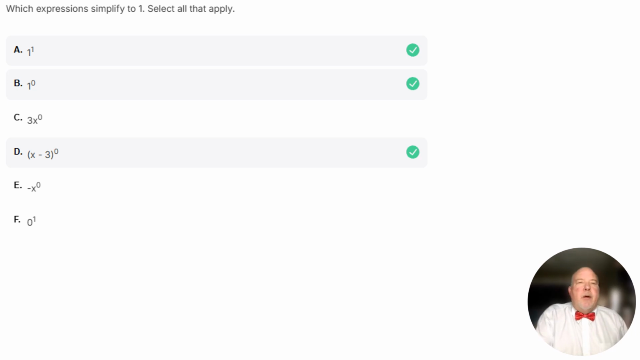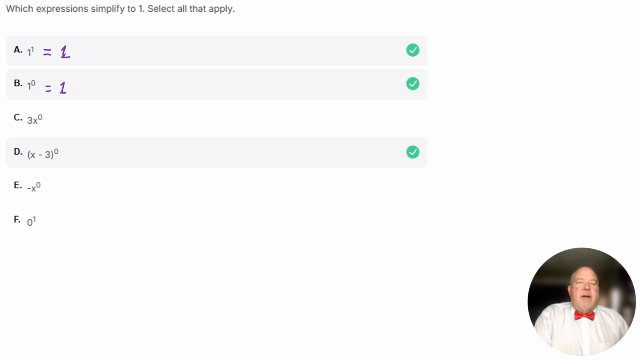So A, 1 to the first power. Anything with an exponent of 1 is just equal to itself. So this is just 1. So that one's a good one. B, anything with an exponent of 0, it doesn't matter what the base value is, if it has an exponent of 0, it's always equal to 1. So that one's also equal to 1.